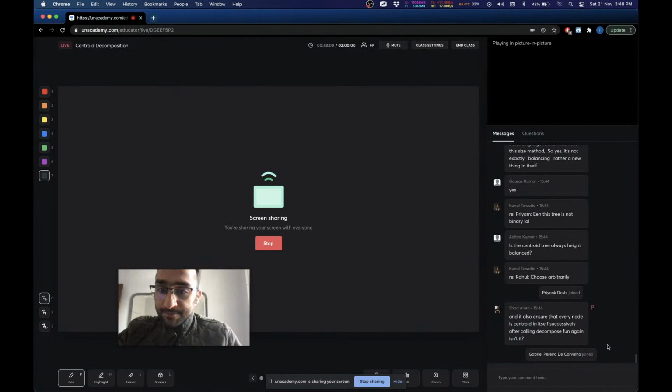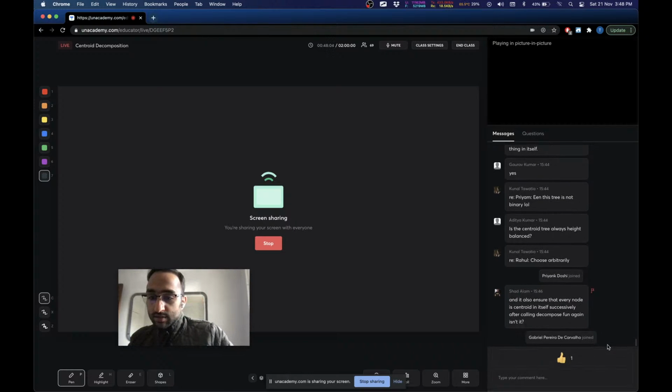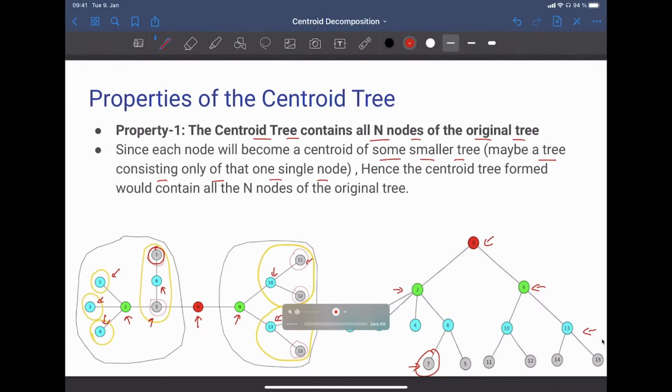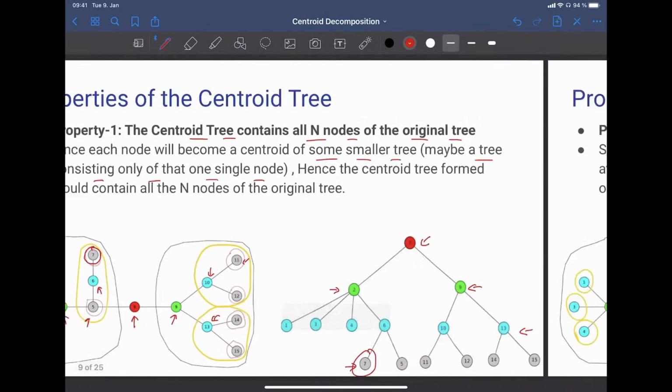So is this property clear to everybody? Every node in the centroid tree is a centroid of itself successfully after calling decompose. Yeah, I'm not sure what was the question, Shad, but maybe we can discuss it again. Okay, any other doubts so far? Yeah, so this is a very trivial property. I hope it's clear to everybody.